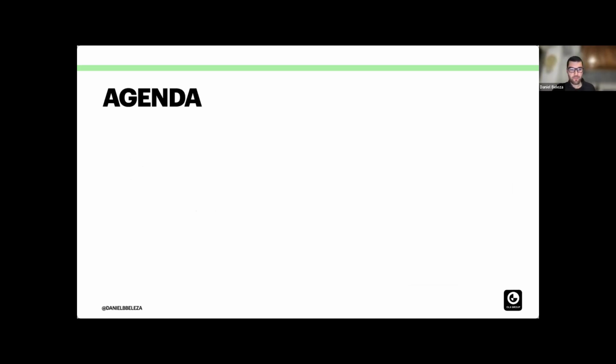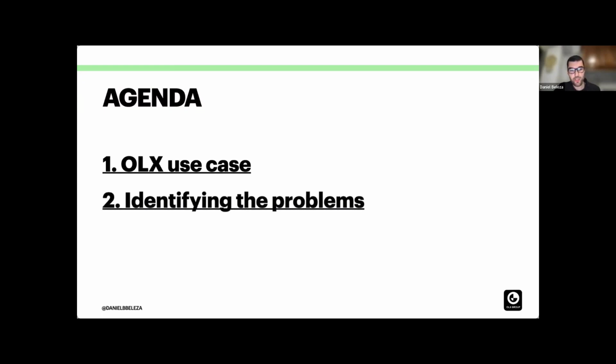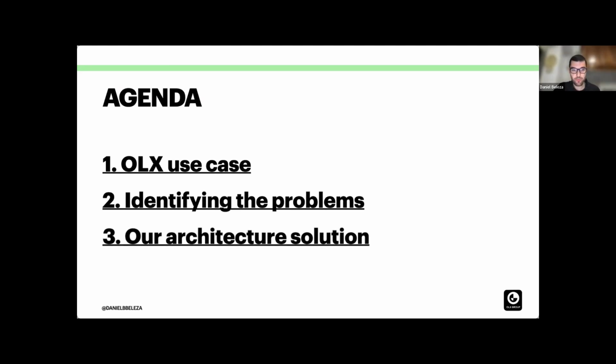So the agenda for today, we are going to start with the OLX use case. This is just so that we are on the same page and we have all the same context and we understand how OLX has organized its products. Then we are going to identify the problems that we are going to share the solutions for. In the third step, I'll share the architecture solution. And last but not the least, I'll share with you some snippets of code, some demos, and basically some practical use cases.